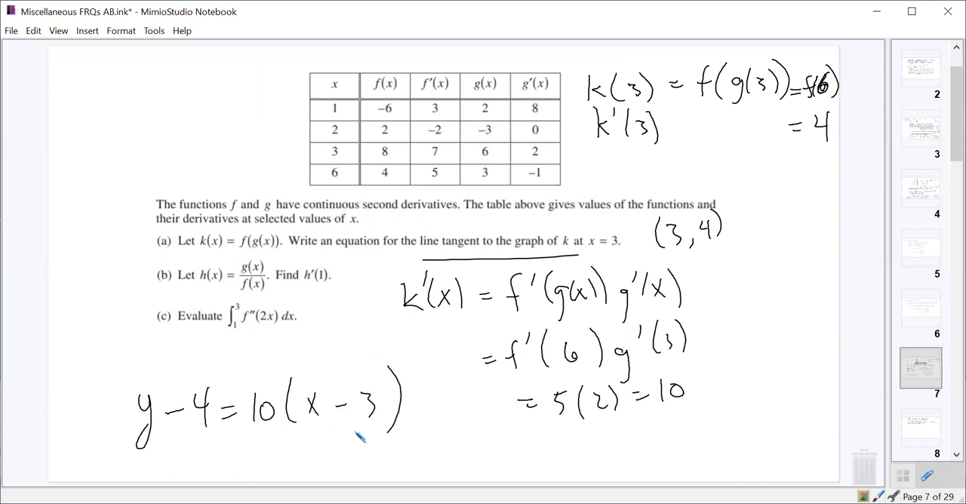Good or not? All right. Zoom, you're good?